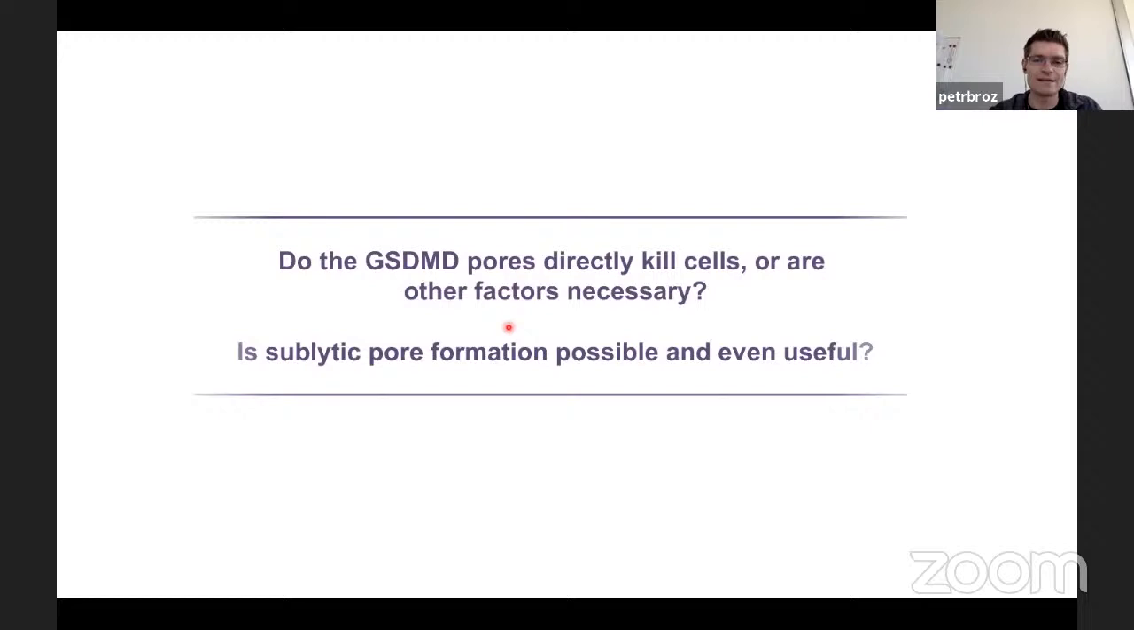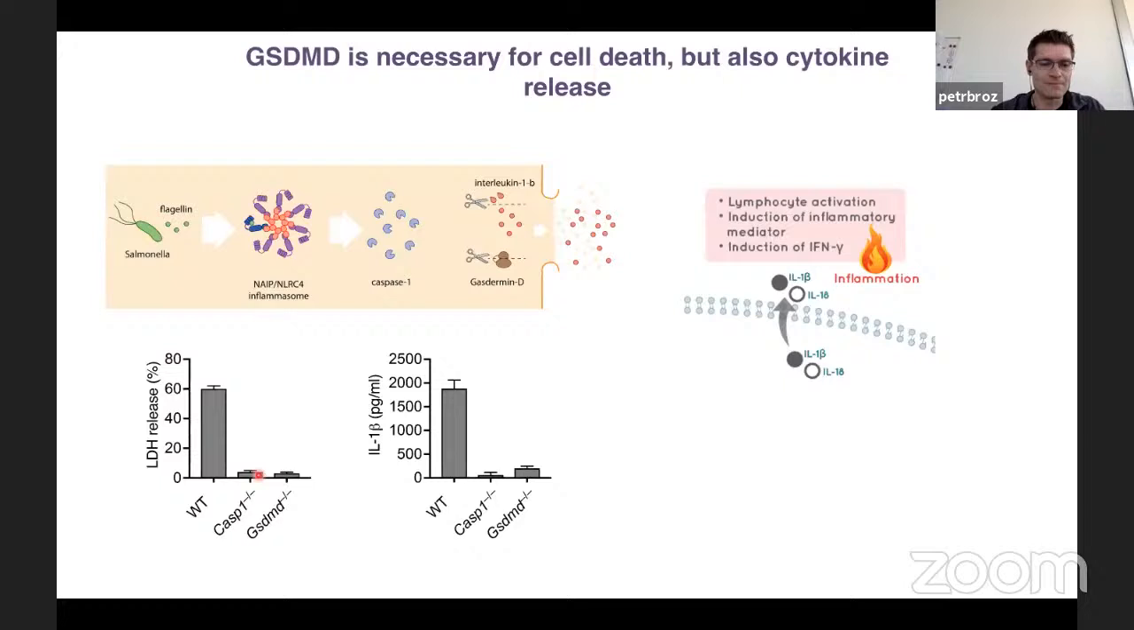Now, what I also want to look at quickly is, are these gasdermin D pores really the direct mechanism that kills the cell, or are actually other factors necessary? Or is it possible to have sublethal pore formation? And would sublethal pore formation actually be useful in some context? So what I showed you and what many people have seen is that gasdermin D is absolutely necessary for LDH release, similar to having a caspase here. So this is wild type or caspase-deficient or gasdermin-deficient macrophages, for example, infected with Salmonella, and also for cytokine release. And initially, it was believed that probably the cytokine release happens when the cell will rupture as a consequence of gasdermin D pore formation, which would make sense because once the membrane is ruptured, all the IL-1 can be released from the cells.